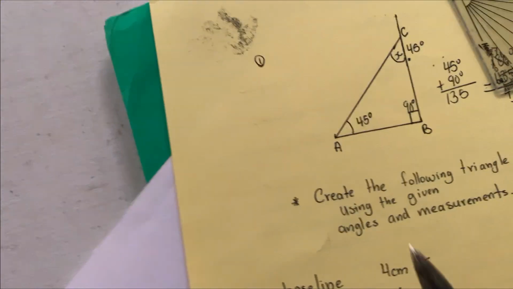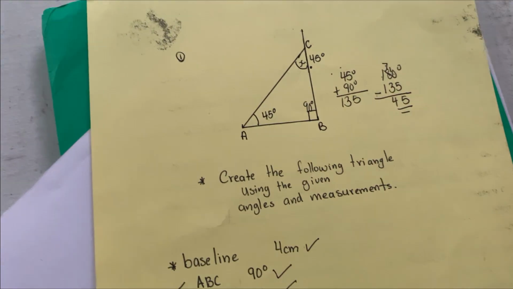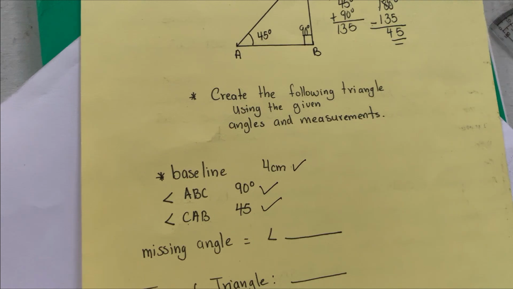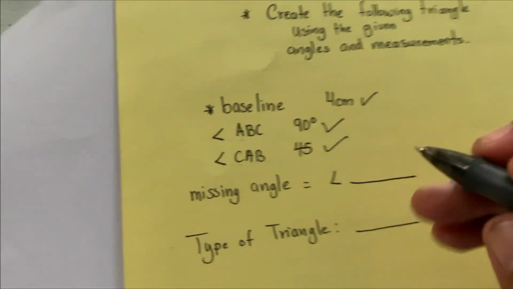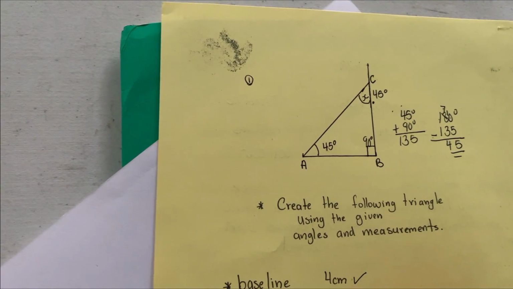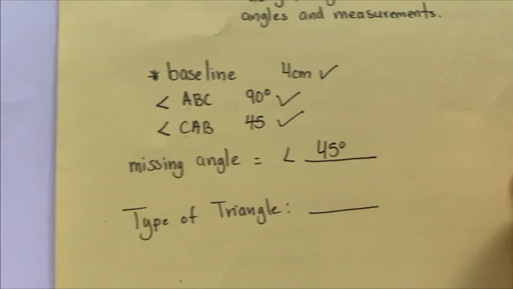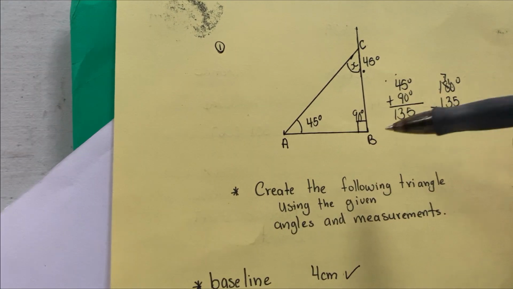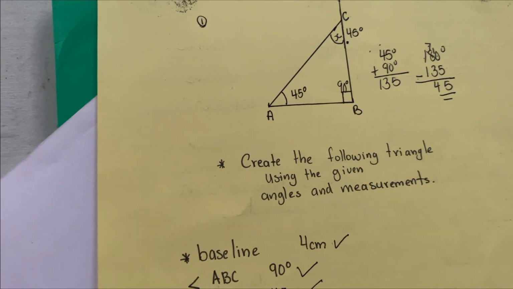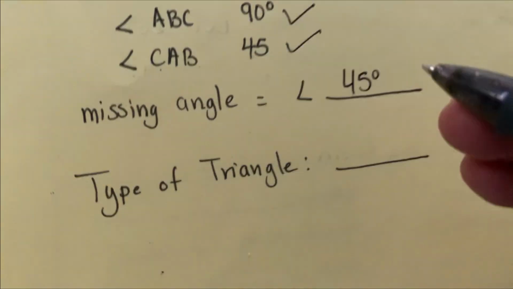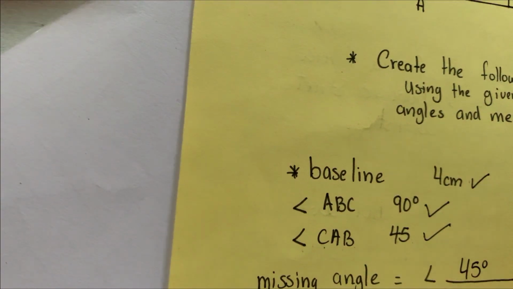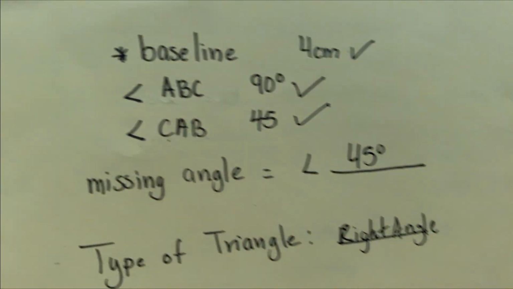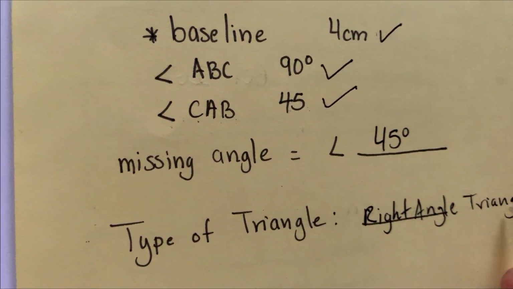So, this type of problem will require you to use all that you have learned and apply it. So the missing angle, as you found out a while ago, is 45 degrees. Look at the type of triangle that you built, that you constructed. There's a 90 degrees on any triangle that has a 90 degree angle. How do we call it? That is called a right angle triangle.